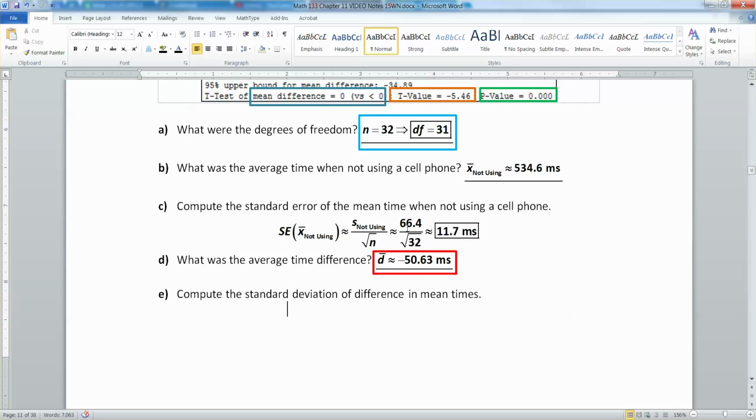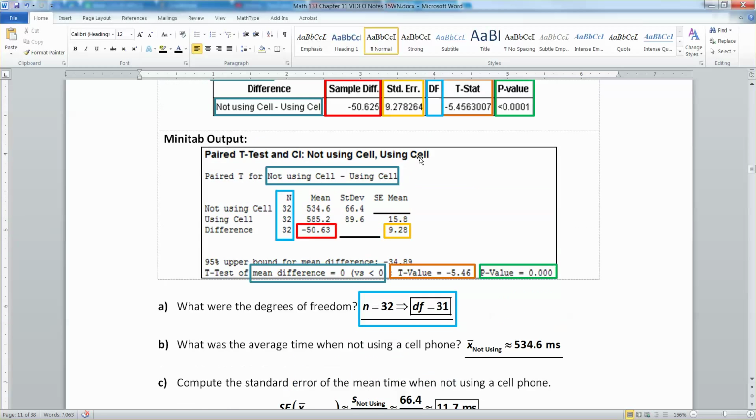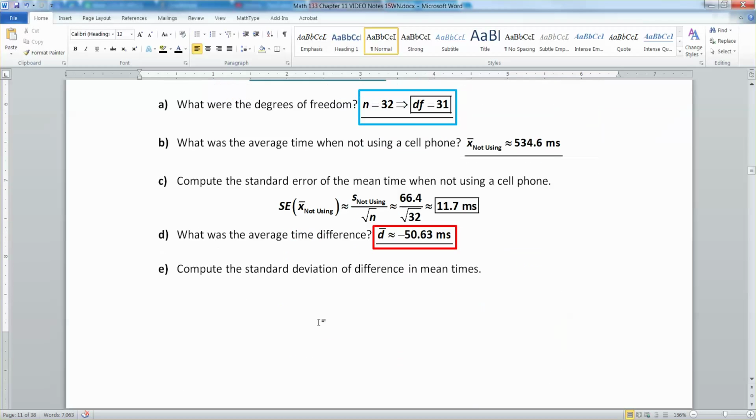So now we have to compute the standard deviation of the differences. That's this part right here, standard deviation. You can see the standard error is 9.28, and you were given it right here in that yellow box for both of them, 9.28. But again, we know that the standard error is approximately the standard deviation of the differences divided by the square root of n, which in this case is the square root of 32.